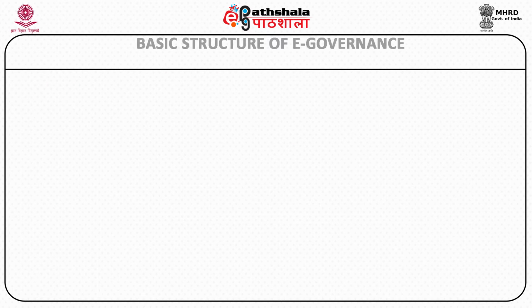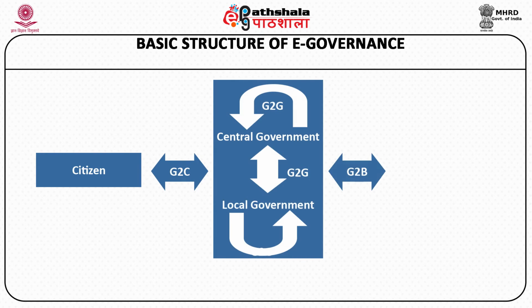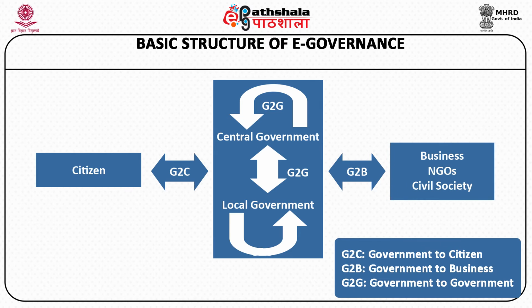The basic structure of e-governance. The basic structure of e-governance includes interlinkages and interactions between government to government. That means between the central government to the state government, between different state governments, as well as between the state government to the local government.